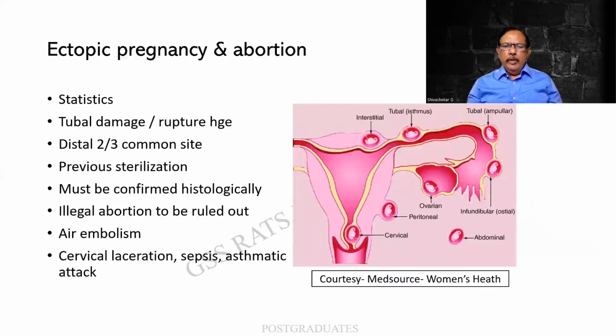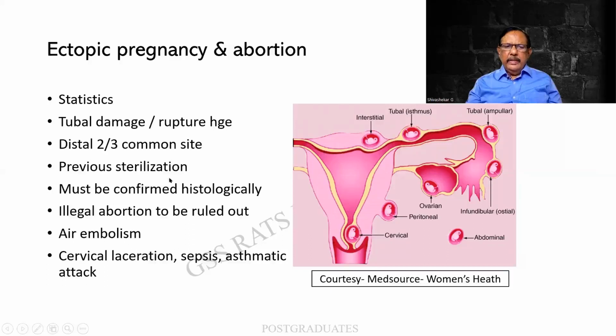Ectopic pregnancy and abortion. Repeatedly, I think we are diagnosing this ectopic pregnancy, confirming it, and so on. So there is a lot of statistics. We will not be going into it. Look for the tubal damage or rupture. And it is said that the distal two-thirds, look at this region, probably this is the distal two-thirds, is more commonly involved.